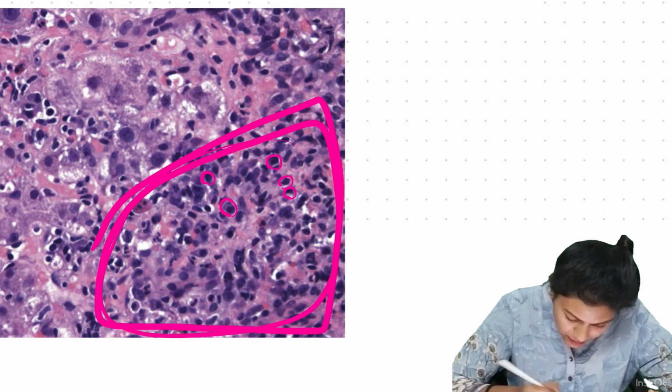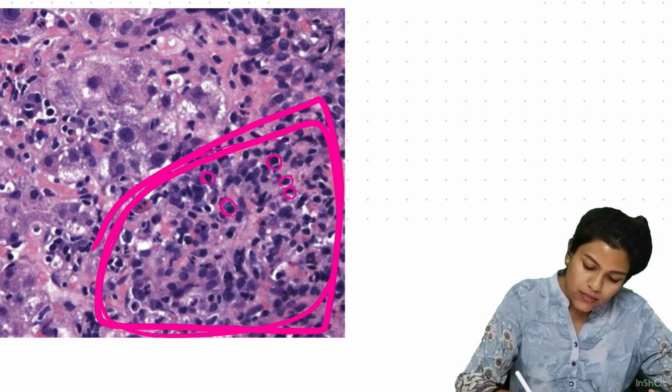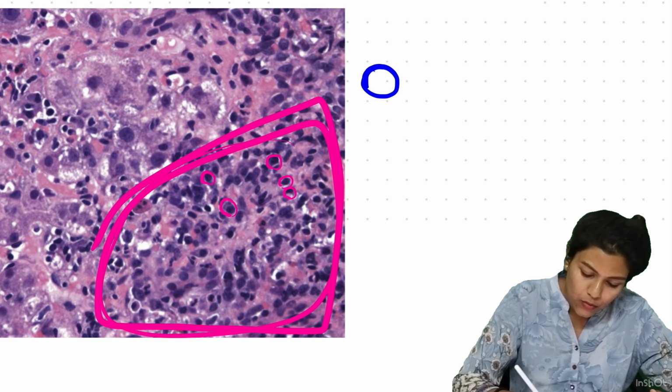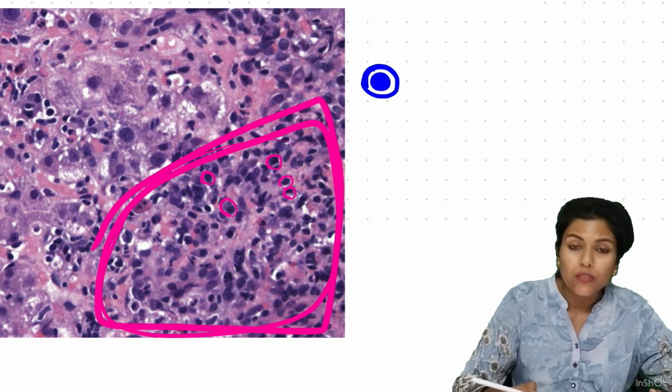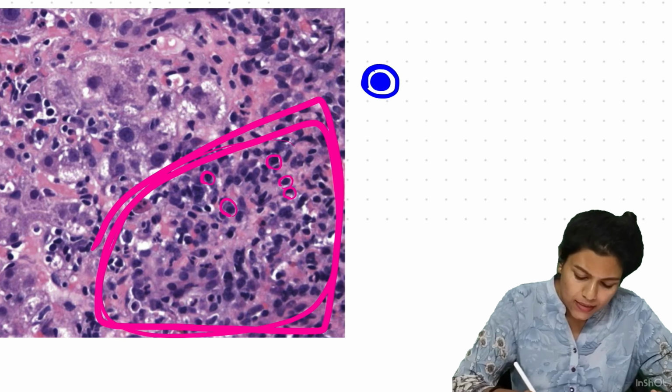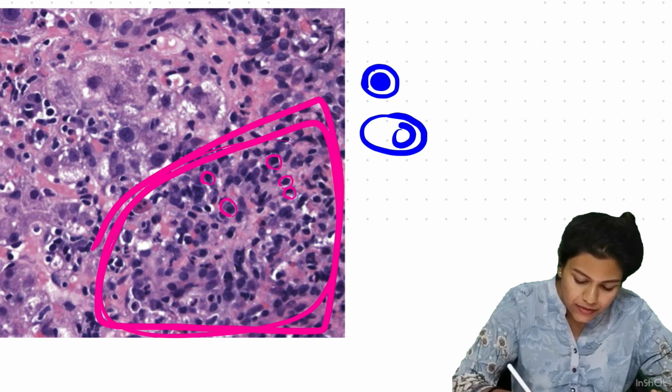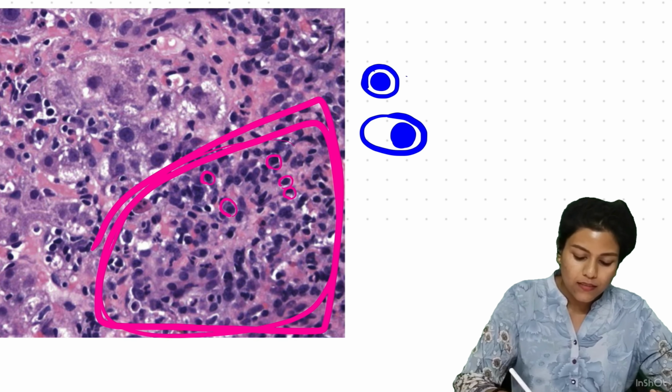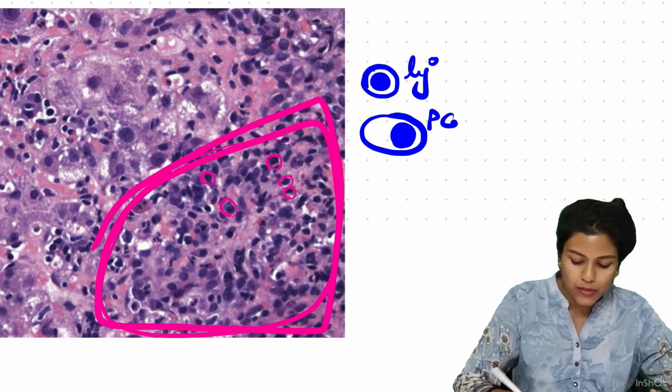Plasma cells are these with an eccentric nucleus. Lymphocytes are usually round with a completely round nucleus, whereas the plasma cells are a little oval shaped with an eccentric nucleus. So this is a lymphocyte. This is a plasma cell.